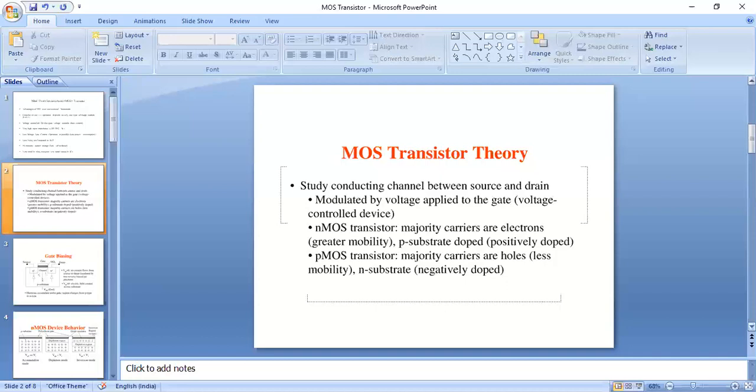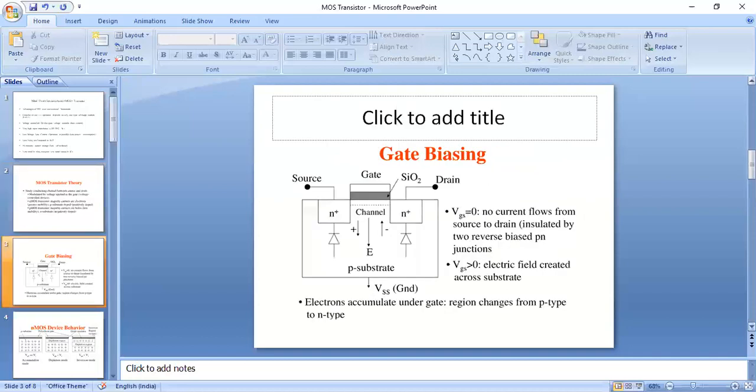For both types of transistors, the gate is the major terminal. It is used to control the ID value, that is, the drain current here. Based on the applied gate potential, the channel current is going to be controlled. That's why it is called a voltage controlled device. Let me move on to the next slide.